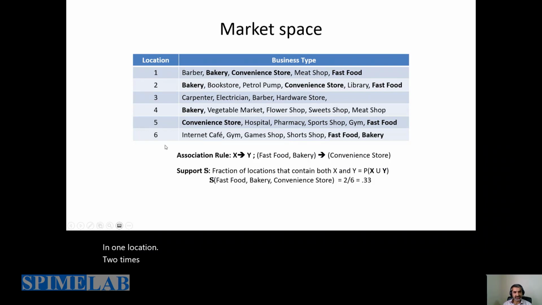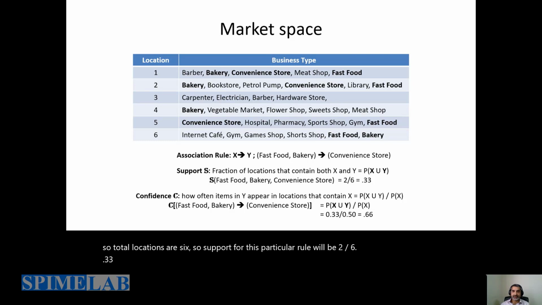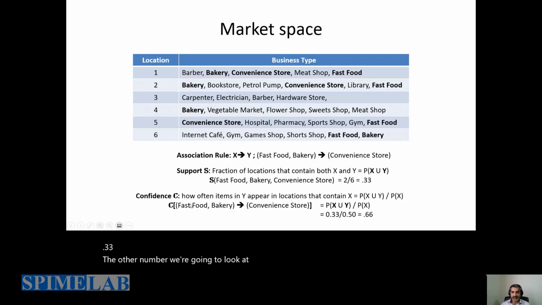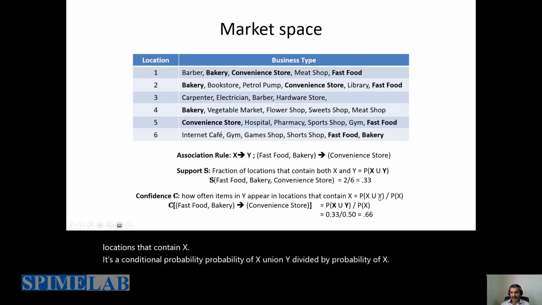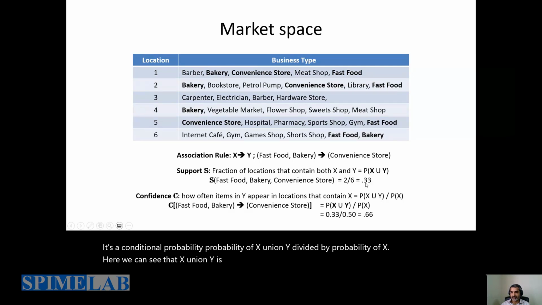So total locations are 6. So support for this particular rule will be 2 divided by 6, 0.33. The other number we are going to look at is confidence. How often items in Y appear in locations that contain X. It's a conditional probability: probability of X union Y divided by probability of X. Here, we can see that X union Y's probability is 0.33.